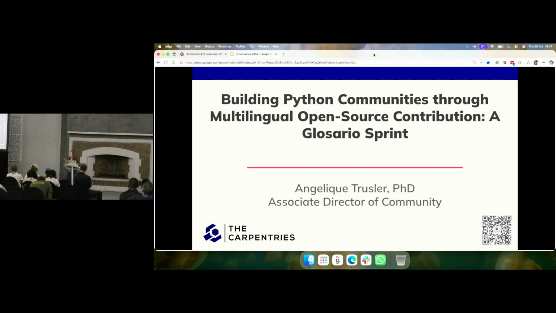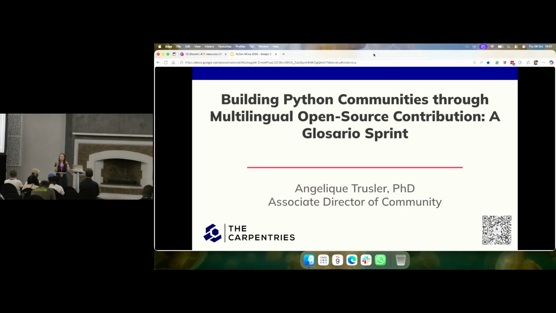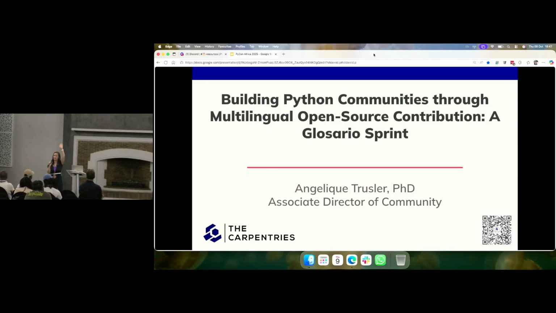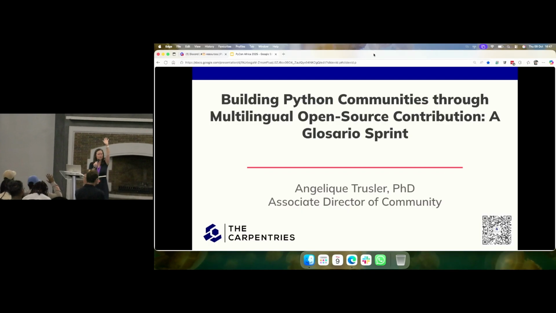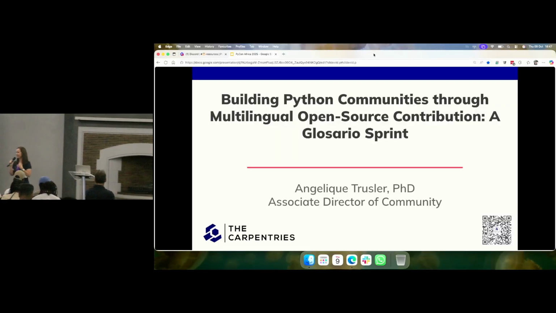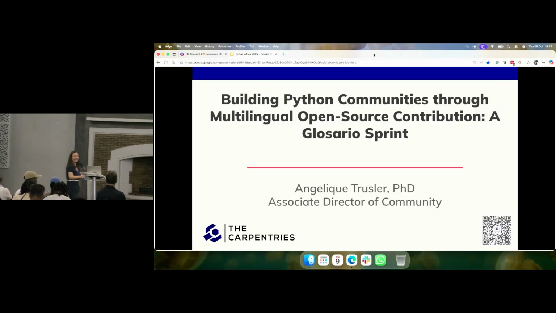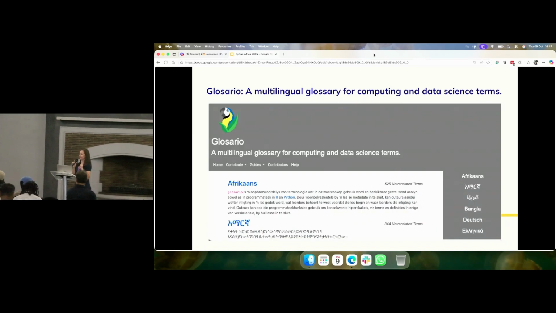Quick question, how many of you in the past have had to explain a coding programming term in your mother tongue? Just put a hand up for me, I have. So in isiZulu, Swahili, Kiswahili, have you? Was it easy? No? Will you do it again? No. Okay. And this is where Glossario comes in, right?